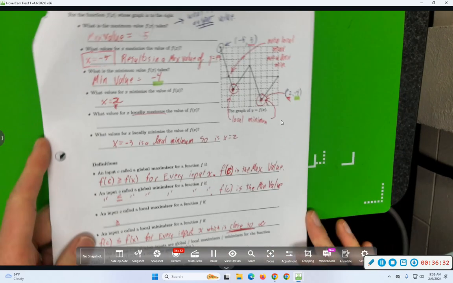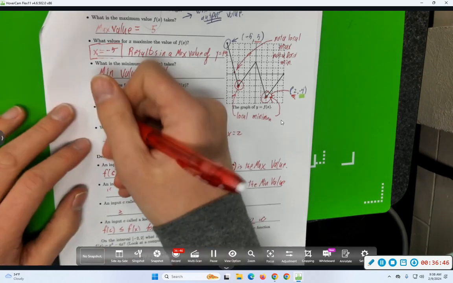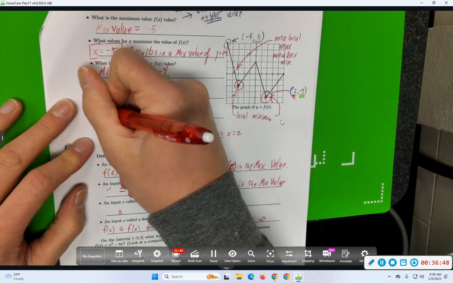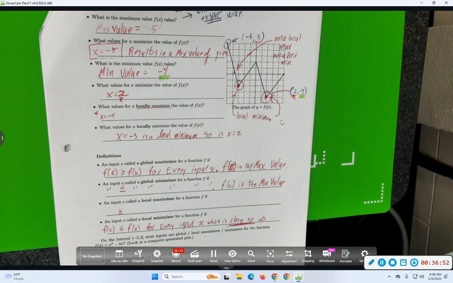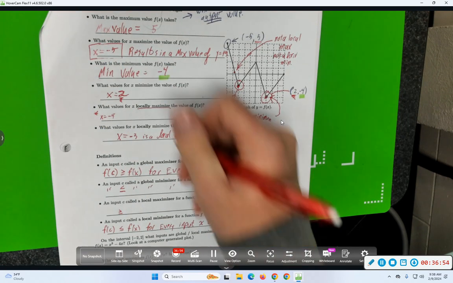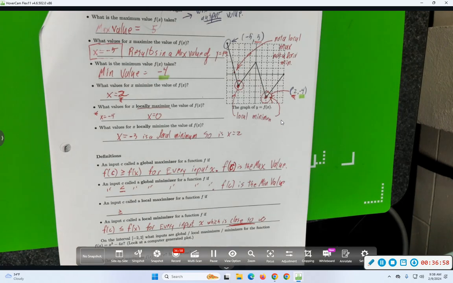Alright, so let's finish this up by just asking about maximizers. Do you see any local maximizers for this thing? What do you see? -5. I'm going to put a star here. X equals -5. Do you see any others? 0, x equals 0. See any others you'd want to count?